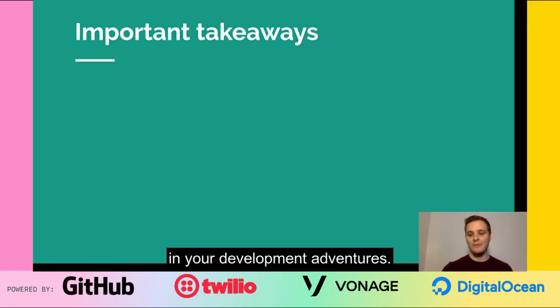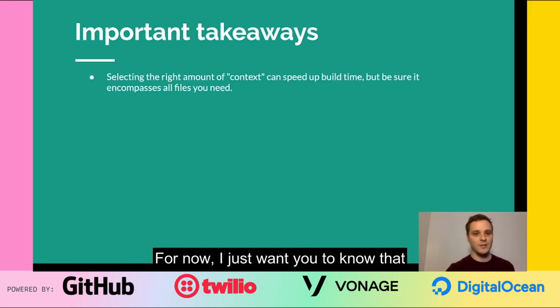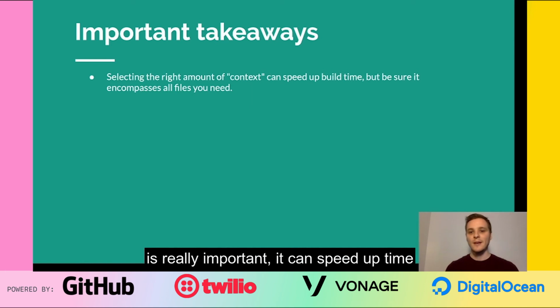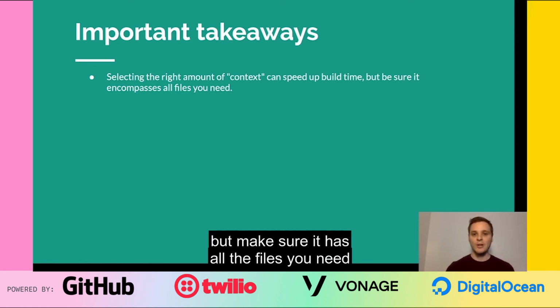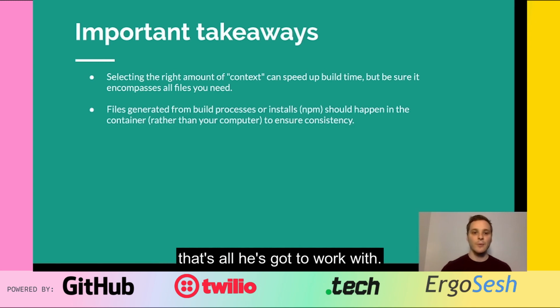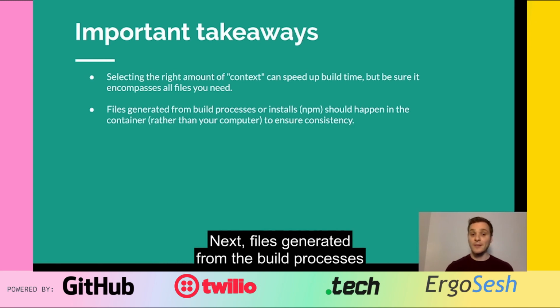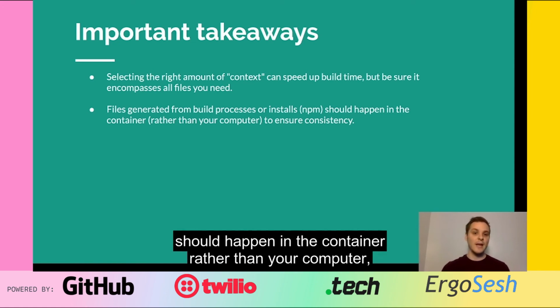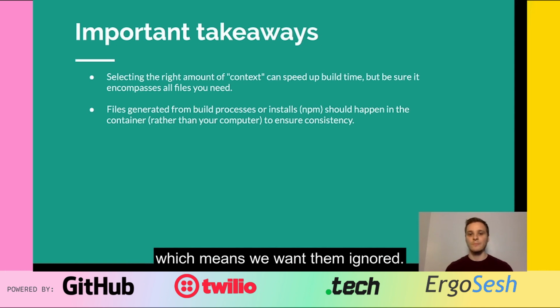For now, I just want you to know that selecting the right amount of build context is really important. It can speed up time, but make sure it has all the files you need, because once you have it to the daemon, that's all he's got to work with. Next, files generated from the build processes or installs, things that are automatic, should happen in the container rather than your computer, which means we want them ignored.